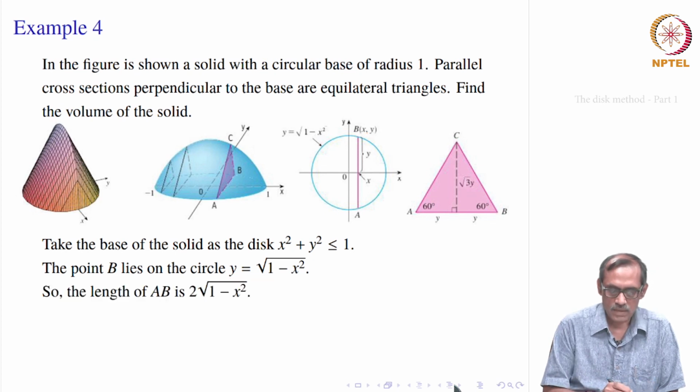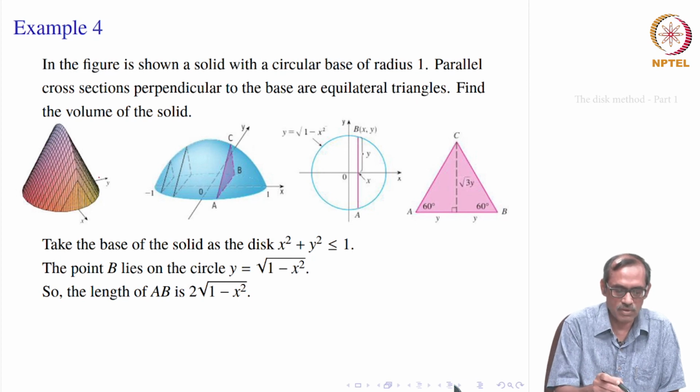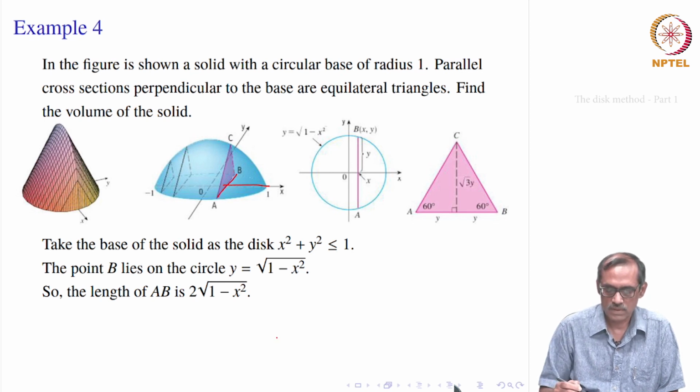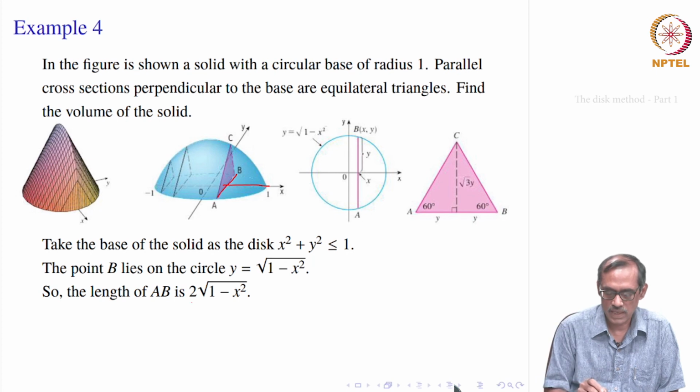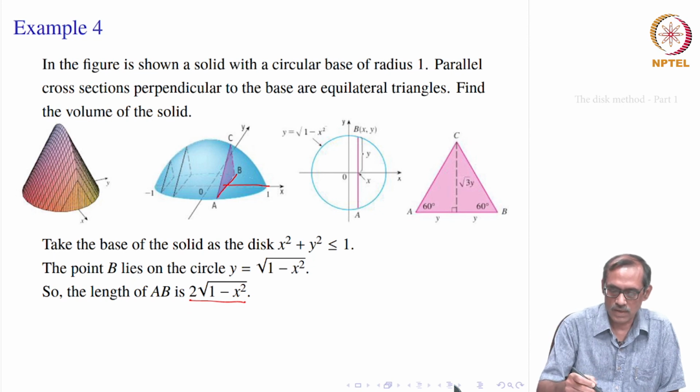Okay. So, the length of AB, we want to find the length of the side of that equilateral triangle. So, length of AB will be equal to twice of that because the x axis goes in the middle of it. So, that should be equal to twice the square root of 1 minus x square, that is AB. In fact, the side AB equal to BC equal to CA equal to 2 times square root of 1 minus x square. We need to find the area, right. This is the cross sectional area.